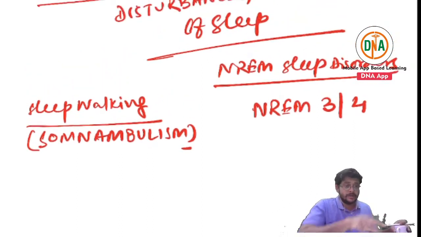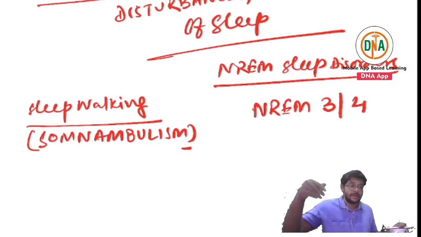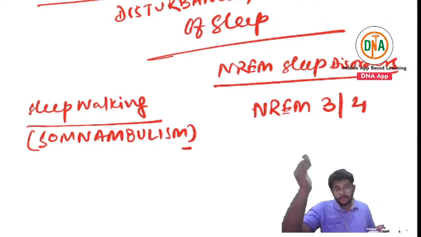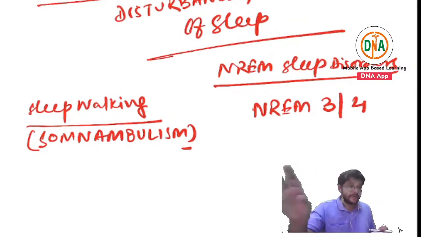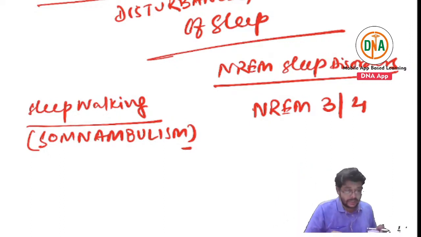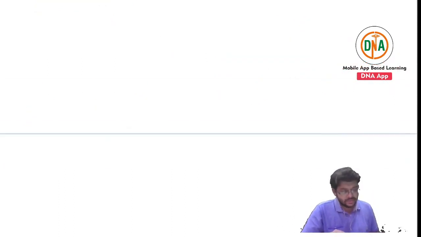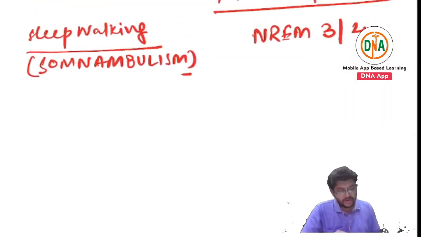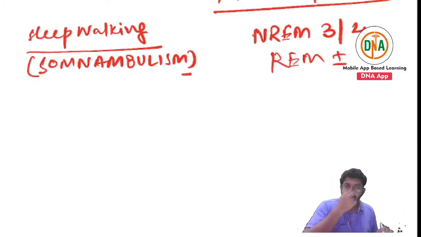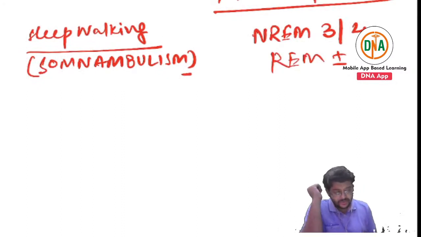A person may walk. He can go out of bed, go out of the room, and may go elsewhere without having the knowledge that he is actually walking. So this is somnambulism. There's a chance that somnambulism can also occur in REM sleep.